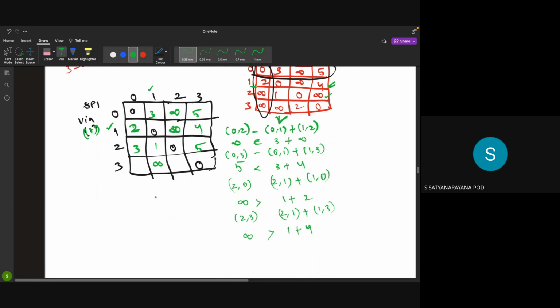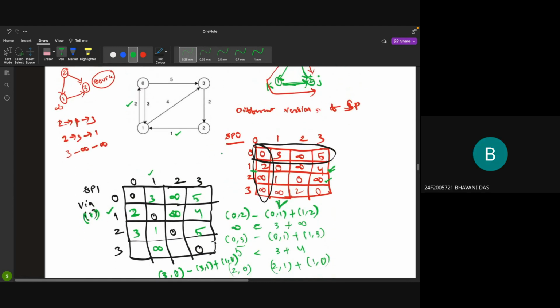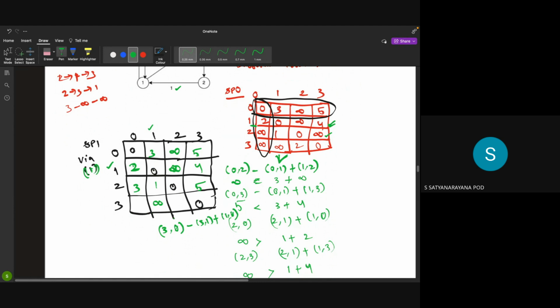And the next one we are coming to the 3. So now we are going to 3 to 0. Still we are in the same matrix. 3 to 0 is a direct one. And we are checking a comparison, that is 3 to 1 plus 1 to 0. So what is my 3 to 1? Infinite. Sorry, 3 to 0 is infinite. What is my 3 to 1? It is infinite. Infinite plus 1 to 0, it is 4. So both are equal. Infinite as it is, we are leaving. No issue there. All these values got it.